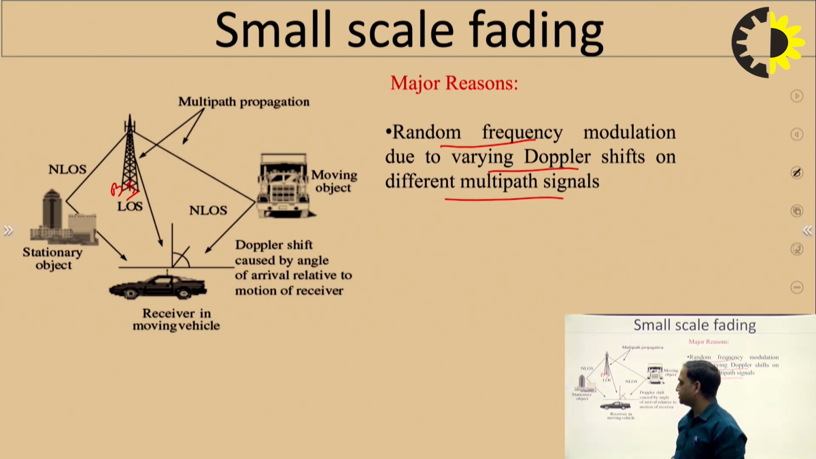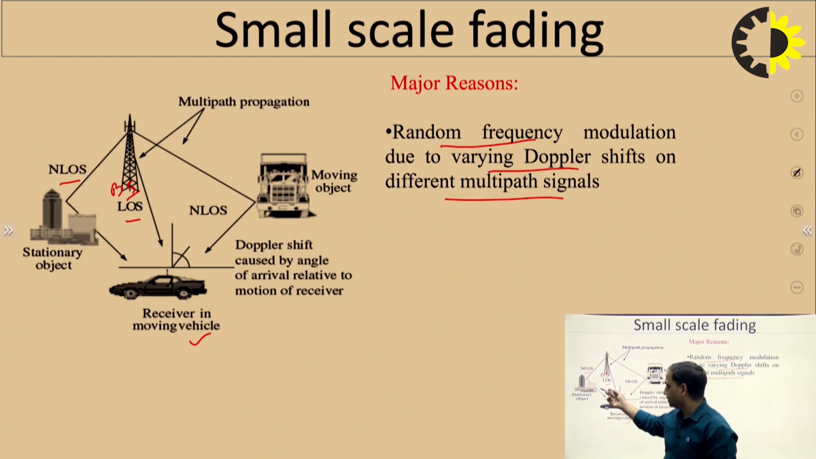So this base station transmits the signal, and this is the receiver in the moving vehicle, in which there are two types of components. Obviously, the first one is the line of sight component, which is from the transmitter to the receiver, and the second component will be the non line of sight component.